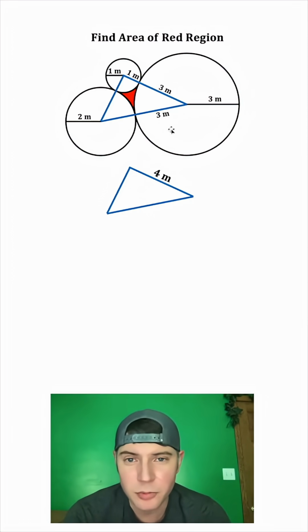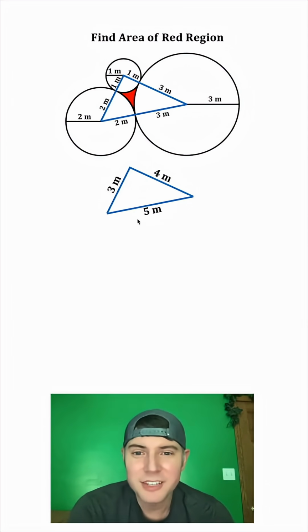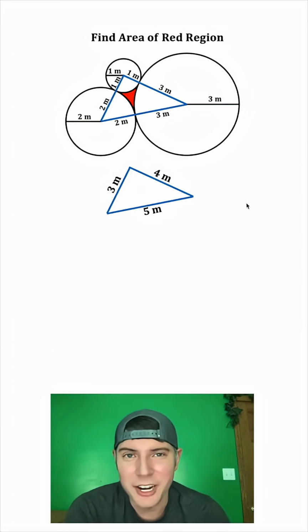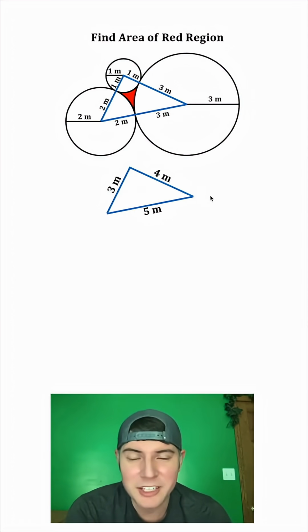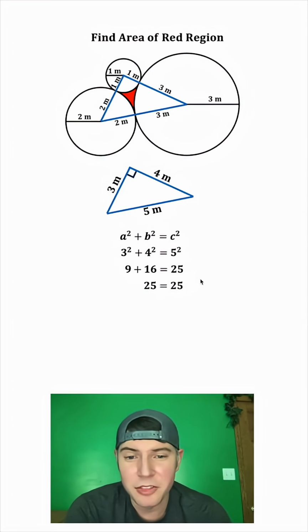And same here, this is a radius of 3, and this is a radius of 2, which makes this whole bottom a length of 5. And then this radius is 2, and this radius is 1, which makes this side a length of 3. So this is a 3, 4, 5 triangle. That is a Pythagorean triple. That means this has to be a right triangle. And here's the Pythagorean theorem that verifies it. All 3, 4, 5 triangles are right triangles.